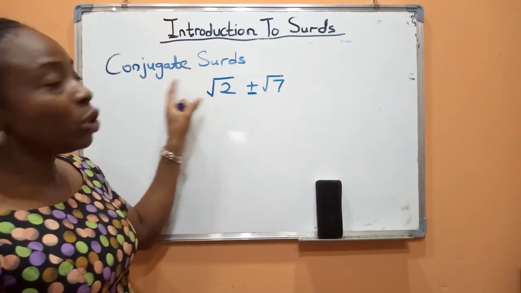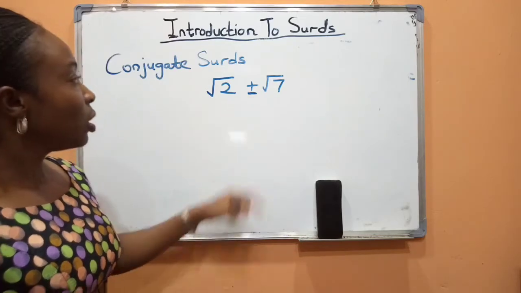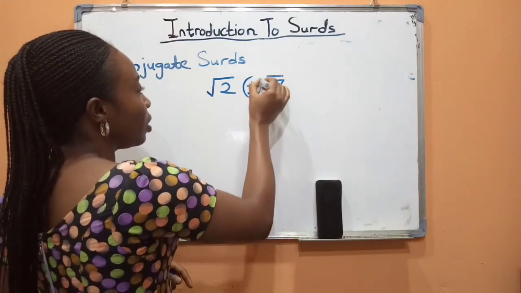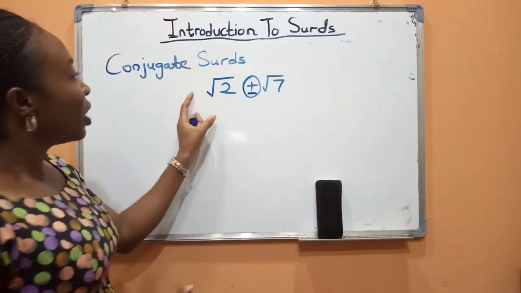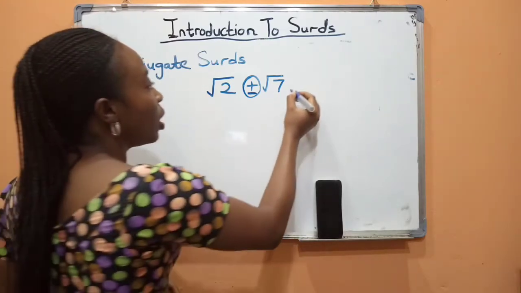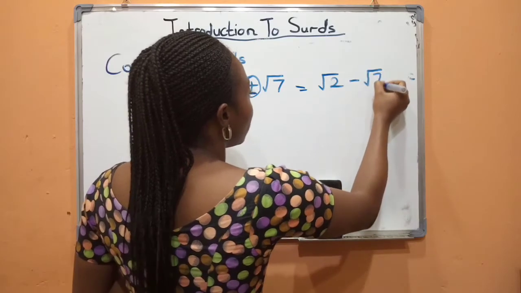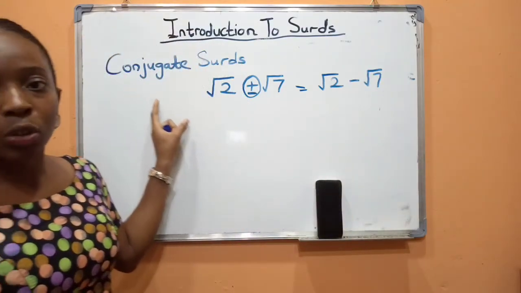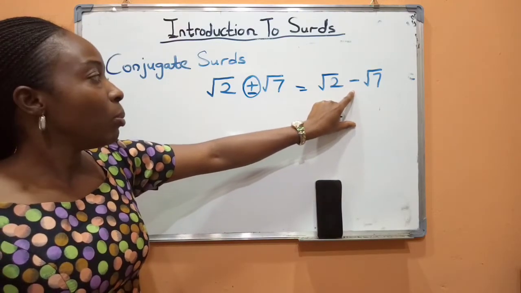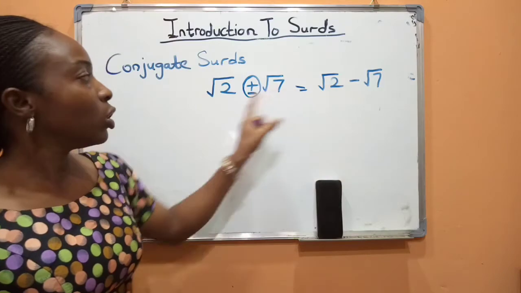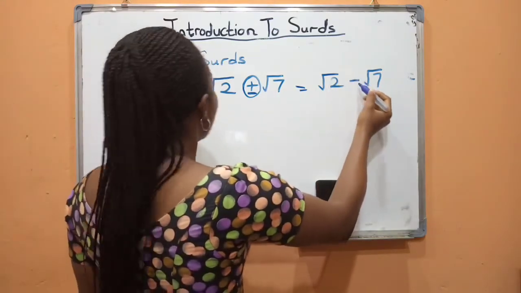So conjugate surds have the same surds, okay, but there's an inverse in the sign, the inverse operation. So where you have a plus, you're going to have a minus. So we can simply say the conjugate of this number is root 2 minus root 7. So that's simply what conjugate surds are. They are surds that are the same but differ with the sign only. The roots are the same, but they differ with the sign only.